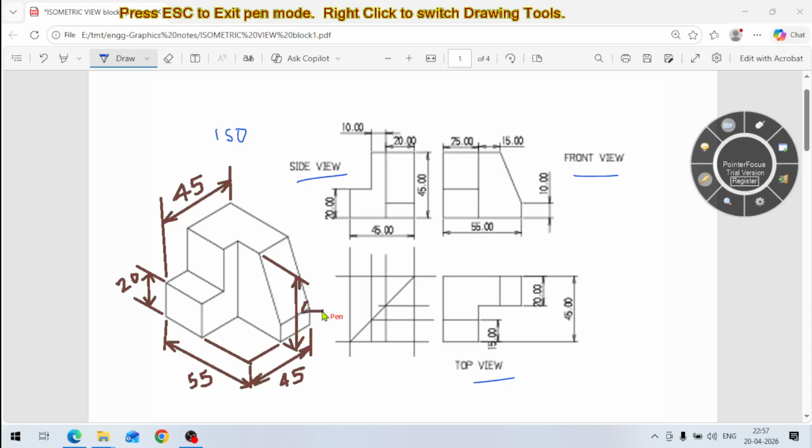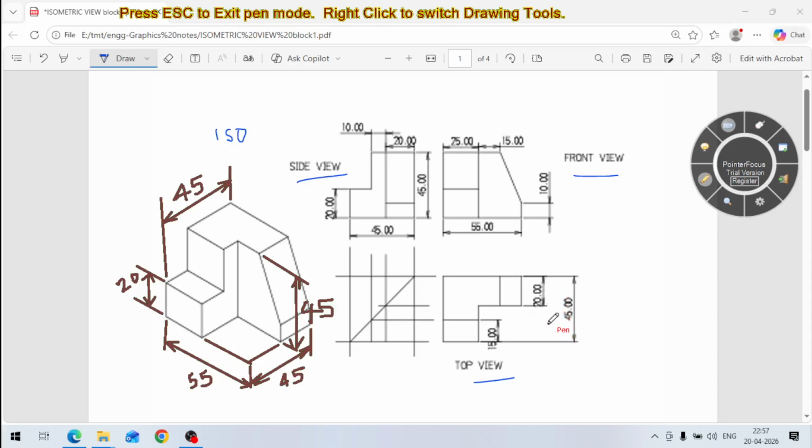How much is it? It is 45 mm. This height is also 45 mm like this. So this way we can give all the dimensions. Now what dimensions are left? Here the 45 height we have also given.